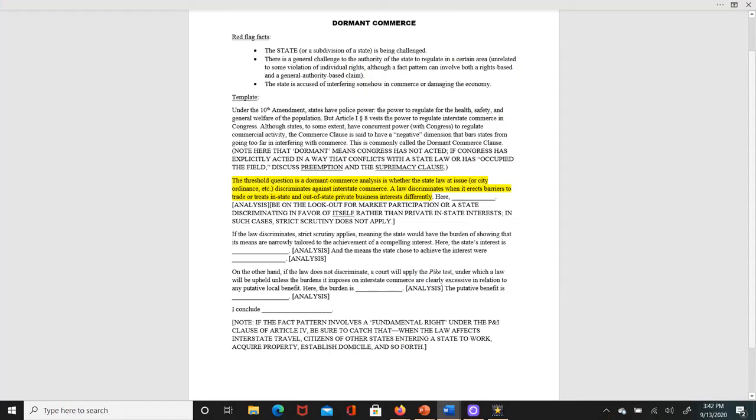That certainly is something that you could expect on a bar exam soon, given current events of the stoppage of interstate traffic. So that's one definition, is erects barriers to trade. The other definition is treats in-state and out-of-state private business interests differently.